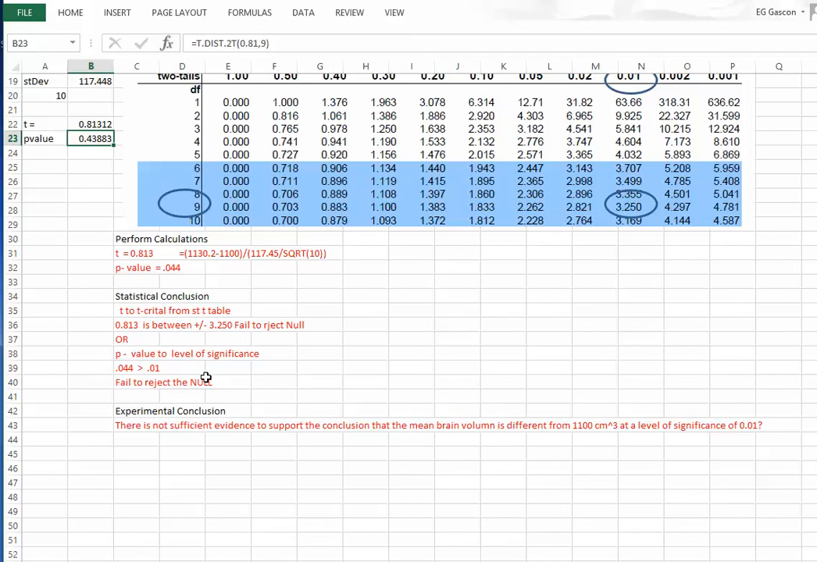At this point, I am done with the mathematics, the statistical part. I now have to take my statistical conclusions and put them into a vernacular that the public will understand. And so I make the statement that there is not sufficient evidence to support the conclusion that the mean brain volume is different from 1100. And that's the end of this.